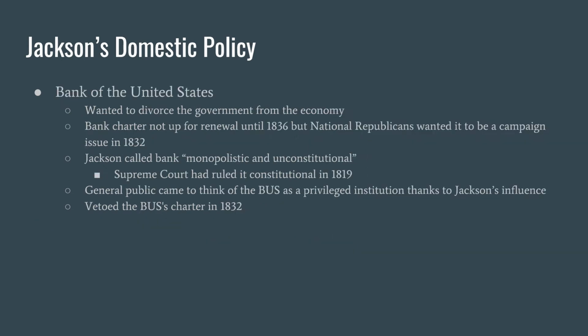So Andrew Jackson also had an issue with the Bank of the United States. At the core of his economic policy was removing government interference from the economy. He wanted them completely separate. He did not want government interfering with the economy in any way. And he saw the bank as an interference with the economy.